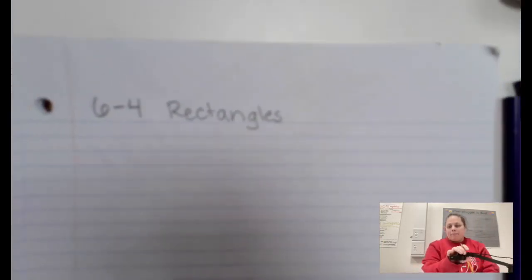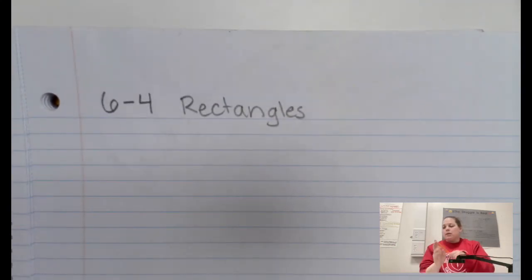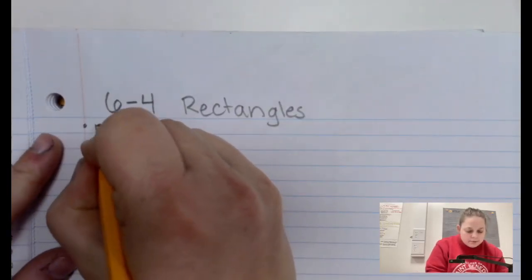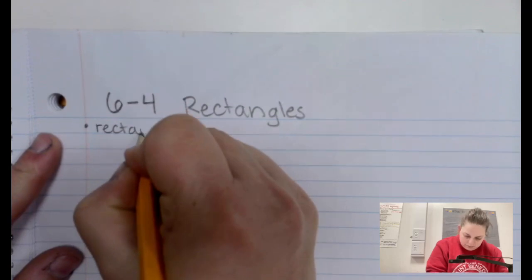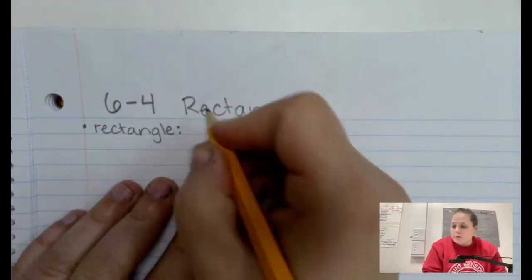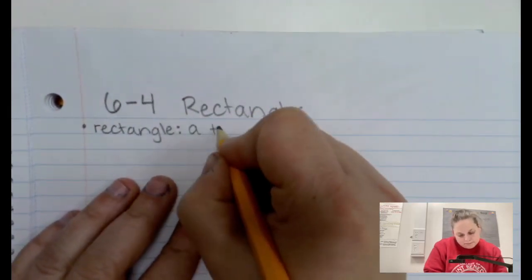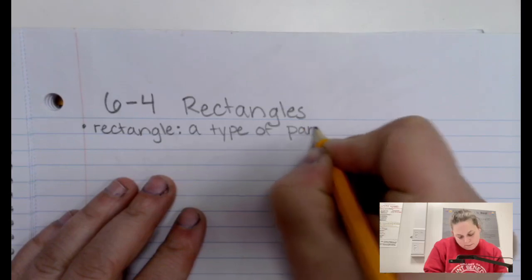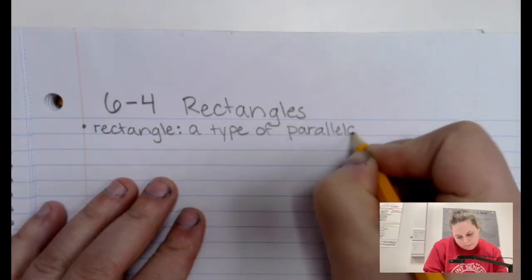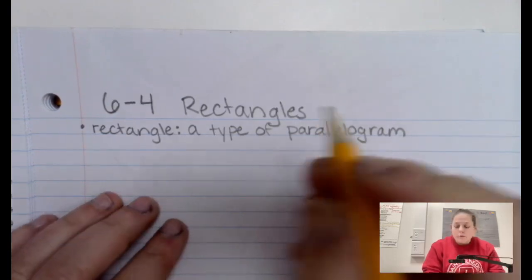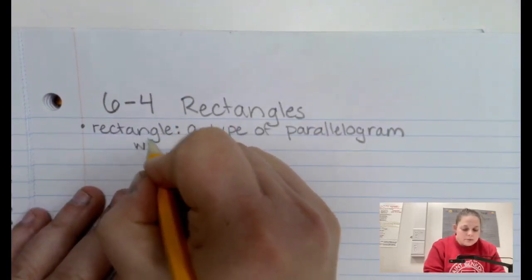All right, so a couple of things that we want to know about a rectangle. We're going to write our basic definition first, which probably most of you know. A rectangle is a type of parallelogram with 4 90-degree angles.